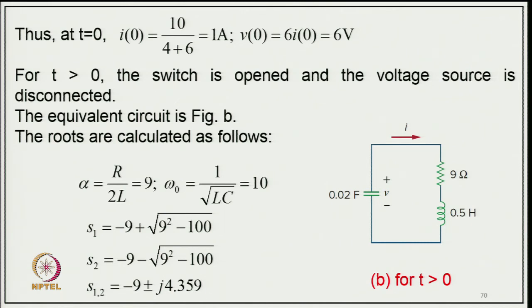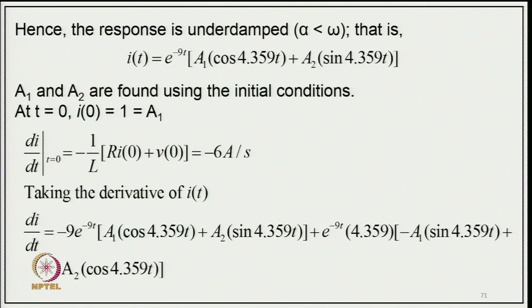Alpha equals R upon 2L, that is 9, and omega 0 is 1 upon the square root of LC, that is equal to 10 from the element values. Then S1 is equal to minus 9 plus the square root of 9 squared minus 100, and S2 will be minus 9 minus the square root of 9 squared minus 100. So, the roots S1, S2 will be minus 9 plus or minus j4.359, which are the two roots for t greater than 0, an oscillatory nature.